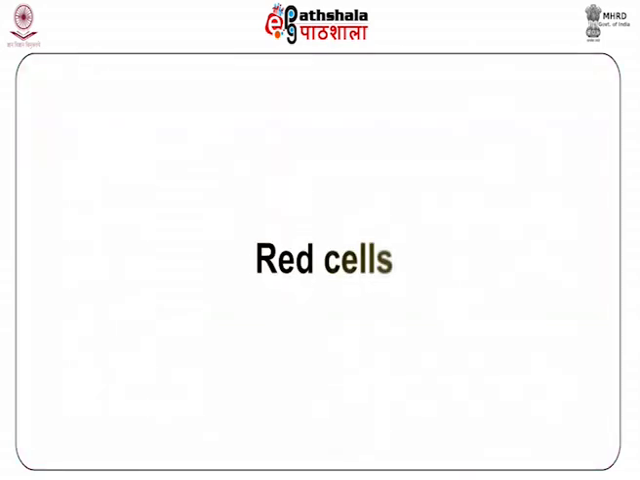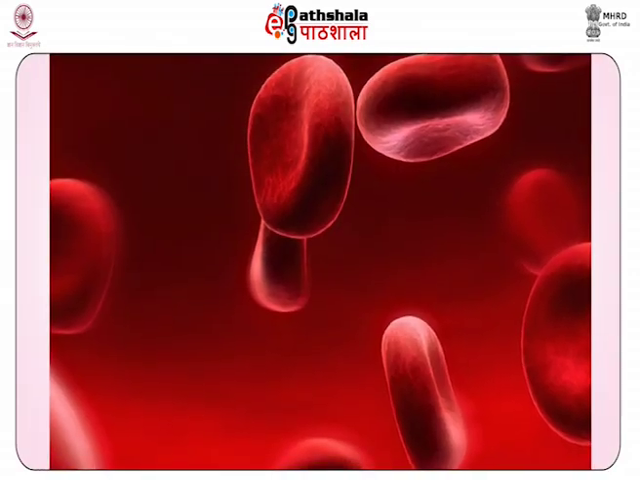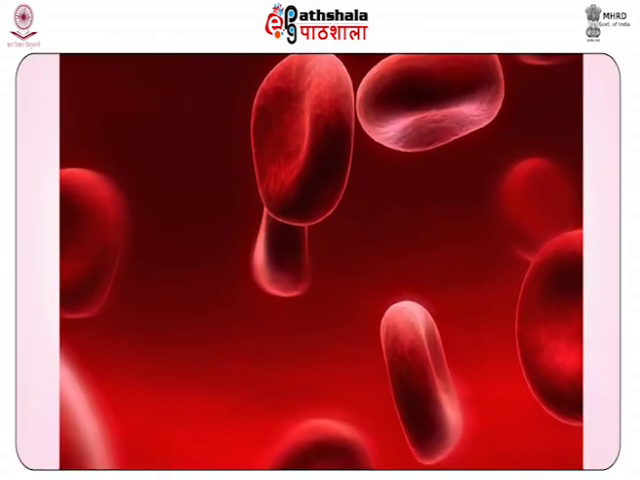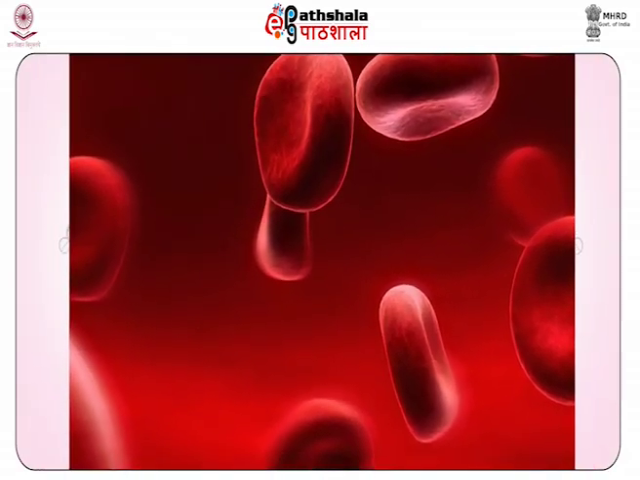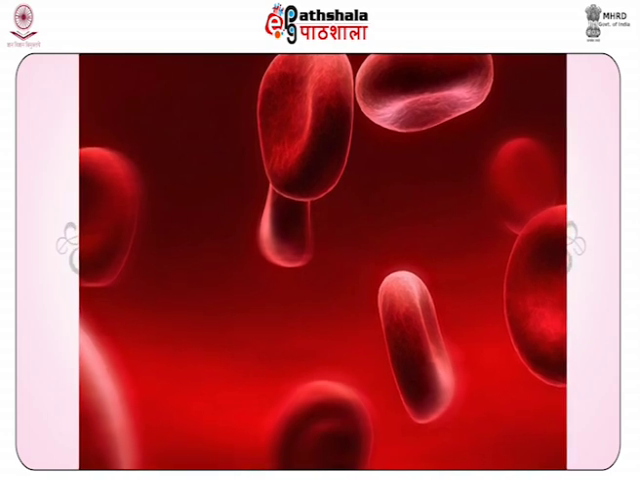The red cells. There are about 5 million red cells per microliter of the blood, each about 10 micron in diameter. The red cells are continuously being produced and destroyed in the body. The rate of destruction is about 10 billion cells per hour in a normal healthy adult.